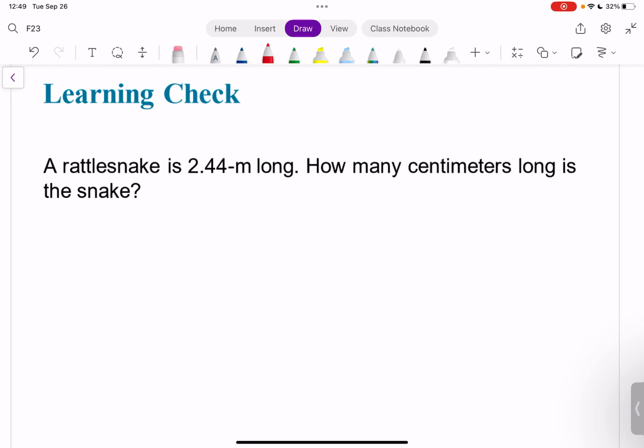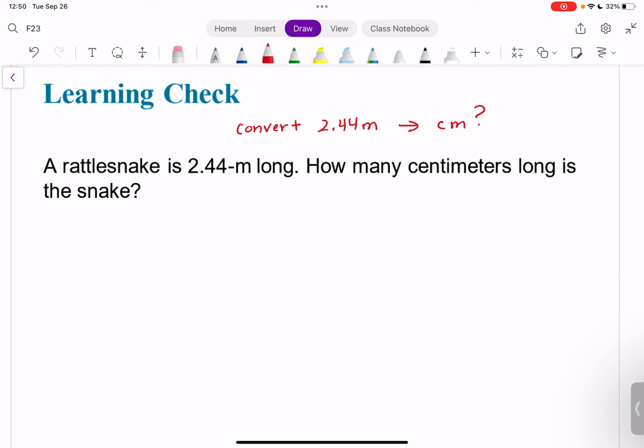All right, so let's try this out with an actual problem that looks similar to something I would give you on a quiz or an exam. A rattlesnake is 2.44 meters long. How many centimeters long is the snake? So in other words, we want to convert 2.44 meters to centimeters. For these questions, I always start with the number I'm given.